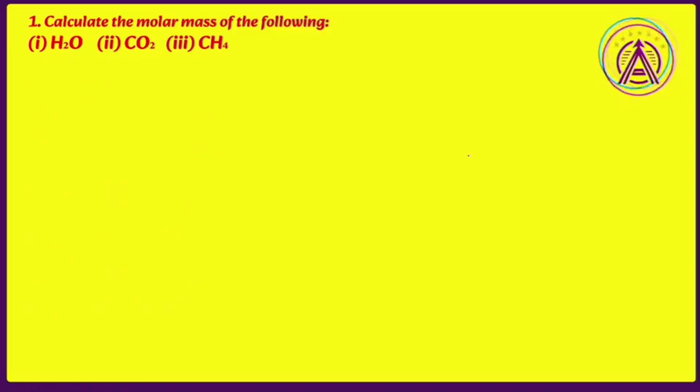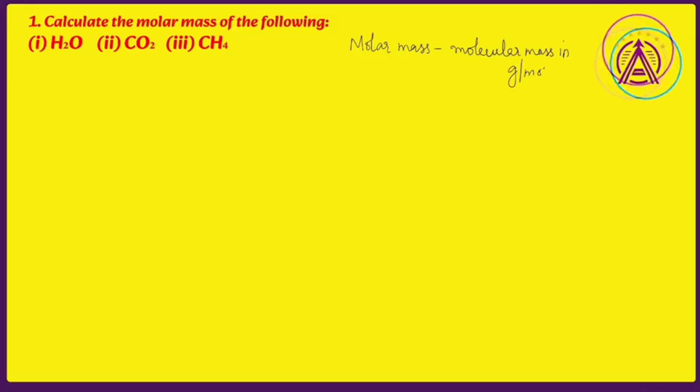Question number one: calculate the molar mass of the following. We have three questions: water, carbon dioxide, and methane. Remember, molar mass is molecular mass expressed in grams per mole. How do you calculate molecular mass? In a previous video, I explained that molecular mass is nothing but the sum of your atomic masses.